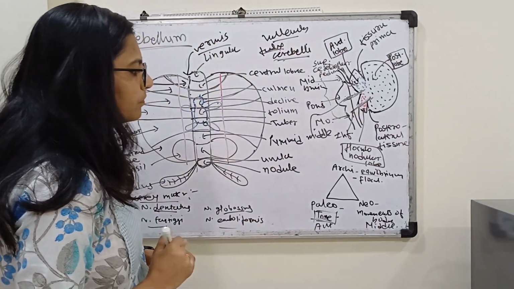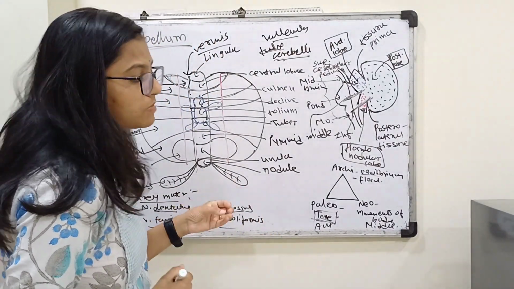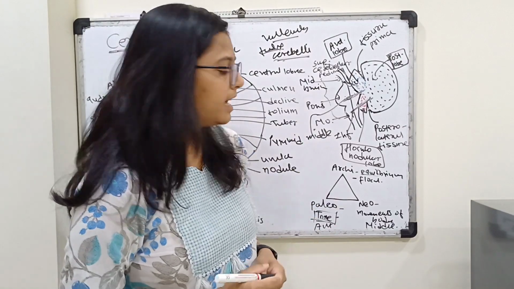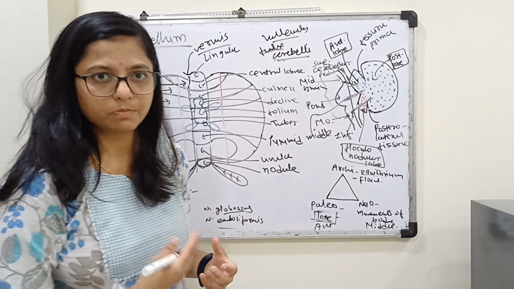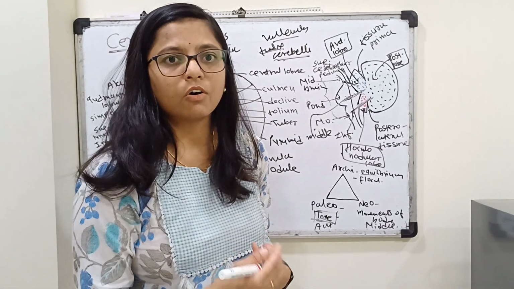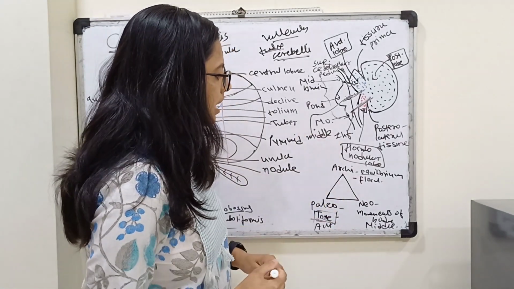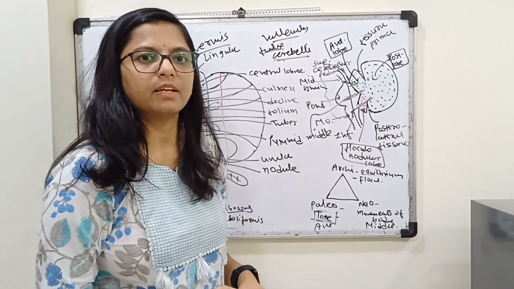Okay, then it is also related with some cerebellar syndrome, in which there is nystagmus, difficulty in speech, difficulty in walking. Okay, so these all are the applied anatomy of the cerebellum.